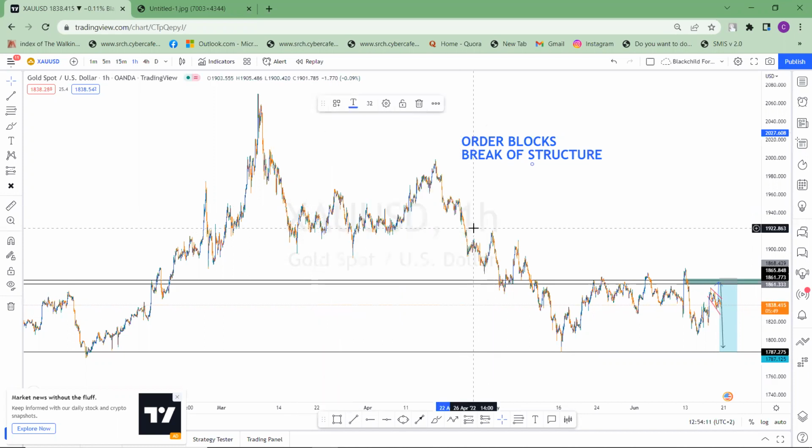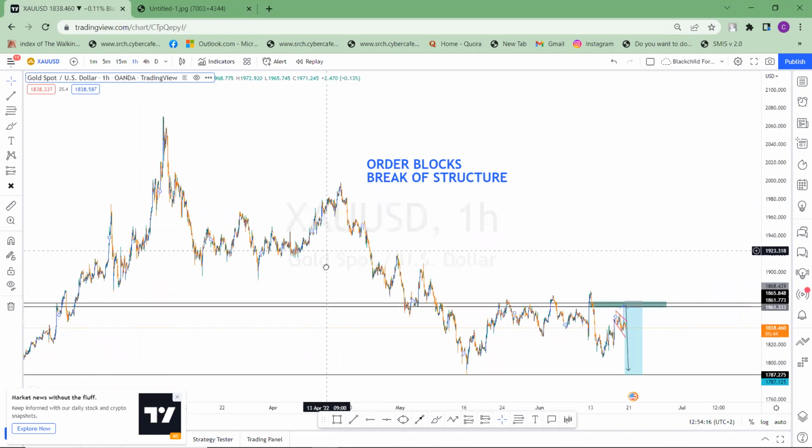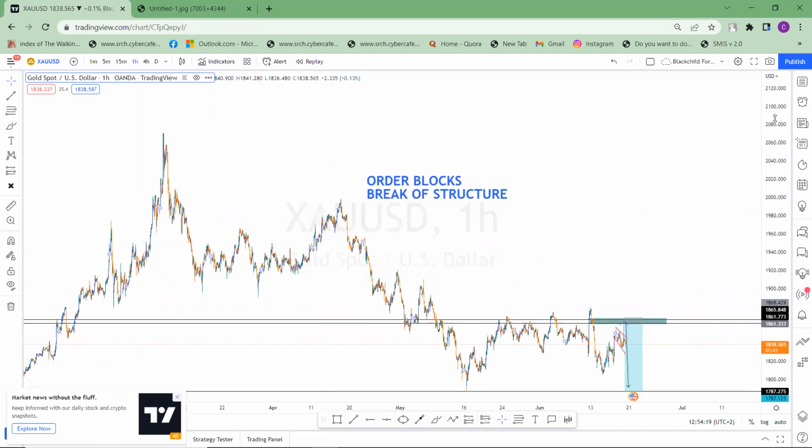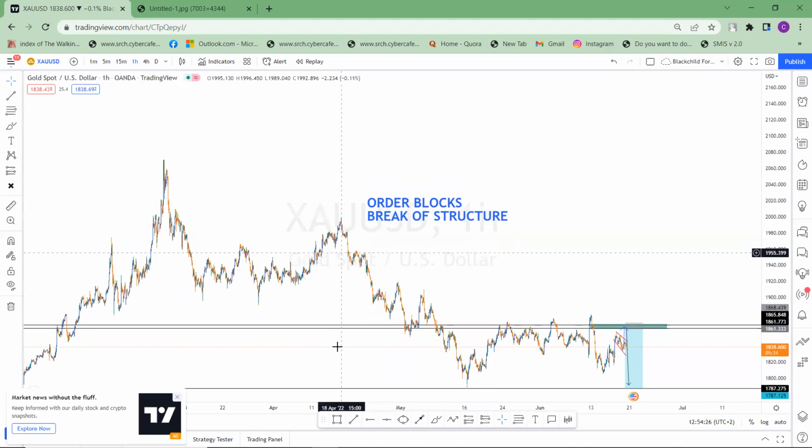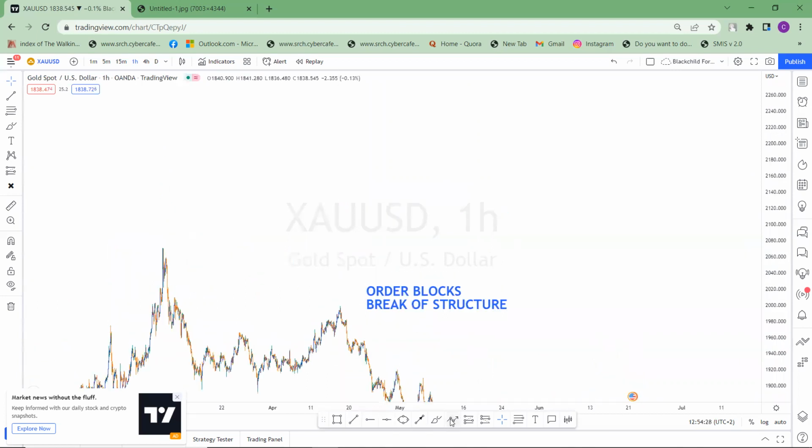I would like you guys to pay attention to what we are going to learn today. So definitely look at order blocks and break of structures. In this case, what comes first is a break of structure before an order block. So let me show you what order blocks are and what break of structures are.